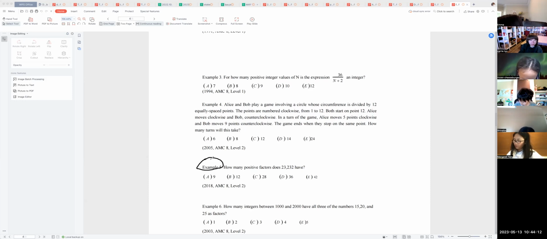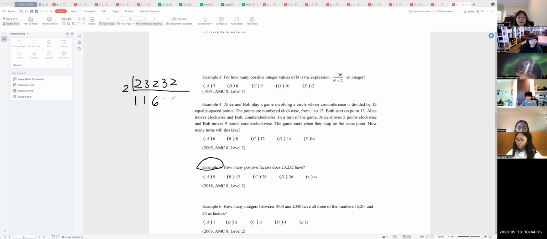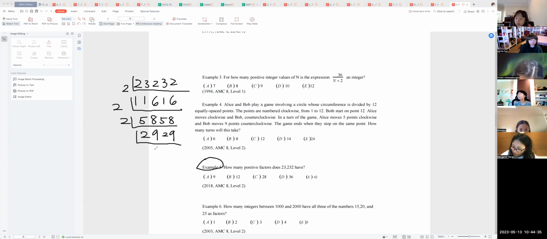Okay, so this question should be pretty easy, right? Yeah, where's my pencil? So 2, 3, 2, 3, 2. Everybody must be divisible by what? 2. 1, 1, 6, 1, 6 divided by 2. 5, 8, 5, 8 divided by 2. 29, 29 and divided by what? 不知道，哎，我是不是做错了？I think I calculated something. The 5858 is Yeah, 58. Yeah, 5808, right? Yeah, 我想，哎，我这个地方不对。Thank you, Emma. So 2904.